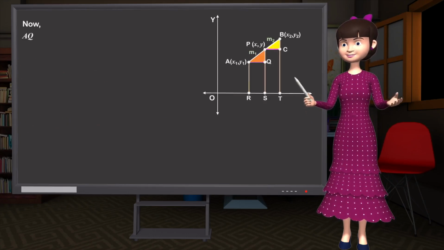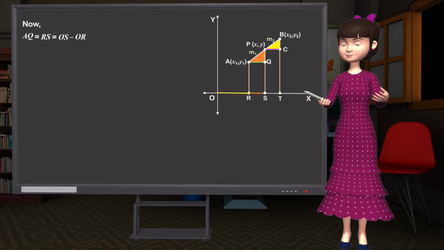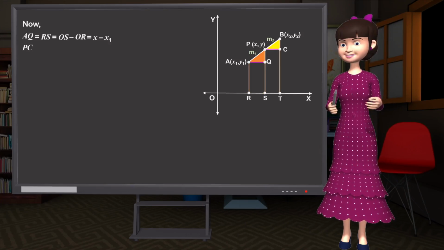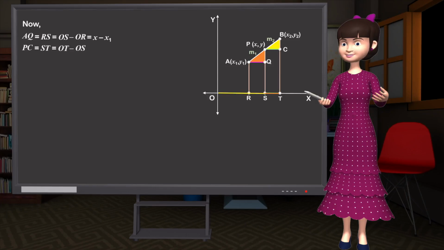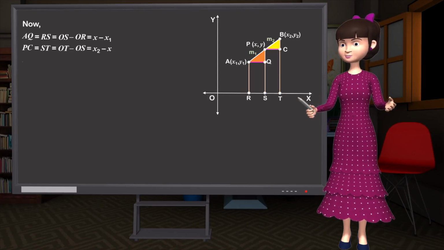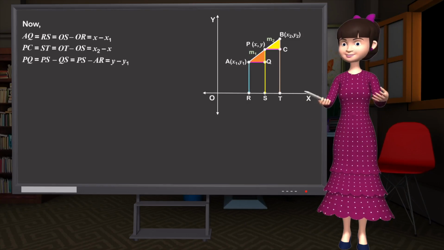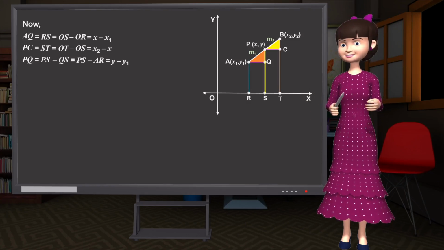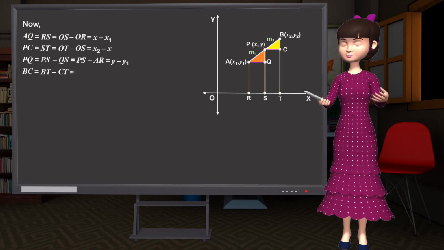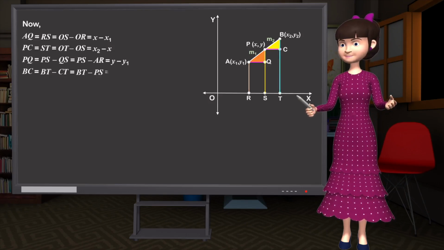Now, AQ is equal to RS is equal to OS minus OR, which is x minus x1. PC is equal to ST is equal to OT minus OS, that is x2 minus x. PQ is equal to PS minus QS, which is PS minus AR, that is equal to y minus y1. BC is equal to BT minus CT, which is BT minus PS, that is equal to y2 minus y1.